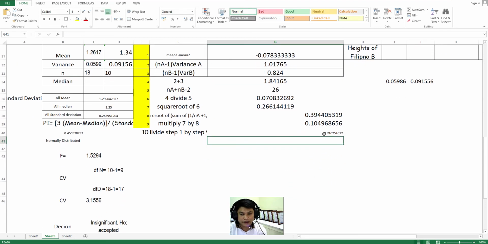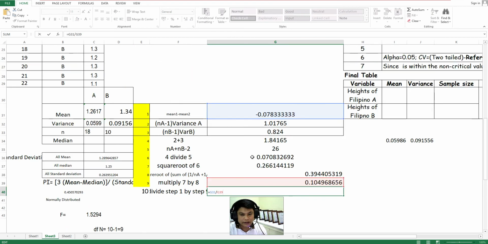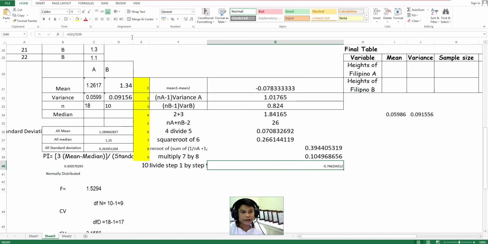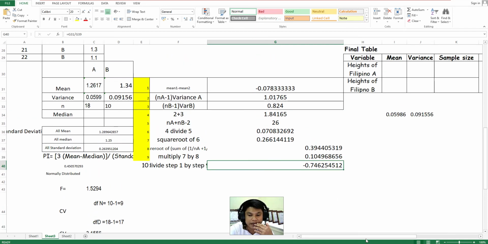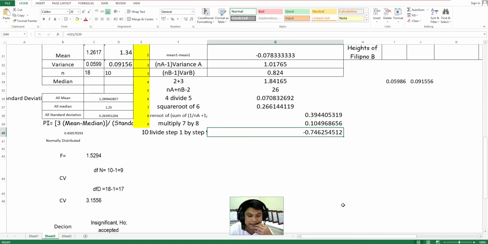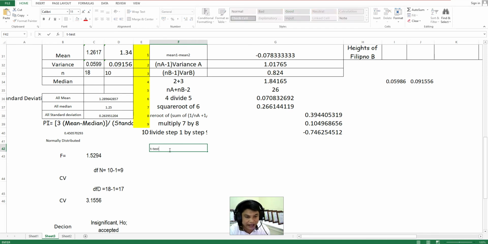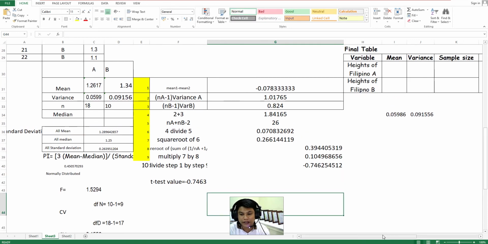So you divide now, equals, step 1 divided by step 9. Again the result is, okay, step 1 divided by step 9. So the answer is negative 0.746. Okay, so the next question is, how do we know that it's significant? We are analyzing this time whether the height of the Filipino in Group A is significantly bigger than the height of the Filipino in Group B. So after finding, we can have already the t-test. The t-test value is equal to negative 0.7463, rounded off. So we can put it here.